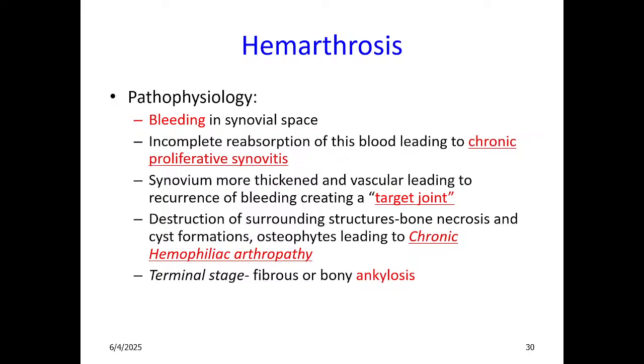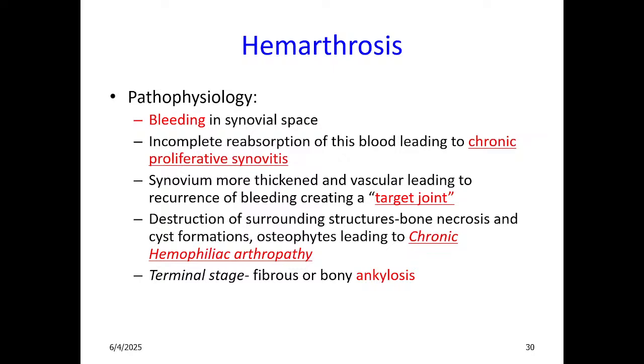Pathophysiology: bleeding in the synovial space, then incomplete reabsorption of this blood leading to chronic proliferative synovitis. That blood will irritate the synovial membrane and inflammation will be there. The synovium becomes more thickened and vascular, leading to recurrence of bleeding in the same joint with minor trauma or even spontaneously, and creating a target joint. So, that joint becomes a target joint at risk of bleeding again, and because of bleeding, again inflammation, again neovascularization, again fragile vessels and again bleeding. So, the child will be in that vicious cycle.